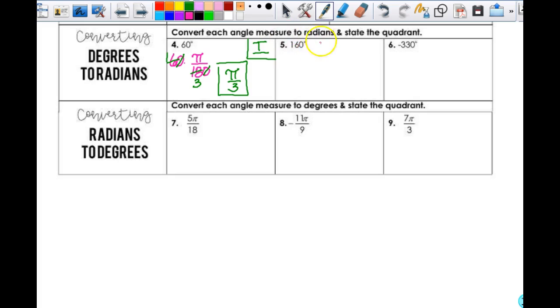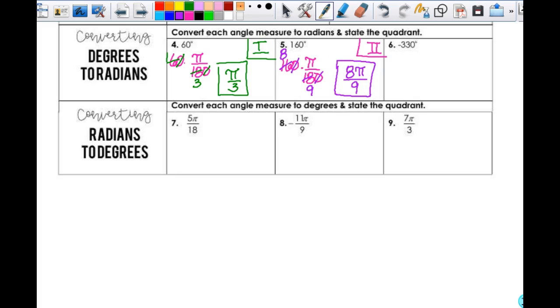All right, so let's look at 160. 160 would be in which quadrant? 2. Okay, so 160 degrees is in the second quadrant. So I'm going to take this 160 and multiply it by pi over 180 because I want radians, right? So then I'm going to cancel out the zeros, because I'm dividing by 10. Then can I reduce some more? Yes, I can reduce the 16 and the 18 both by 2. So this gives me 8 and 9. So in the end, I end up with 8 pi over 9. That's my radian measure.